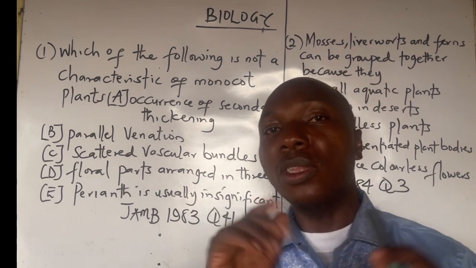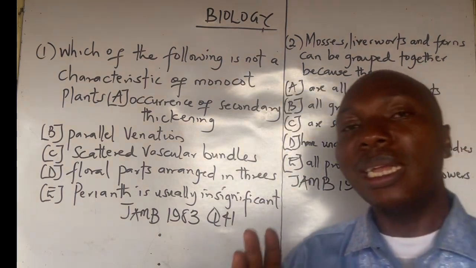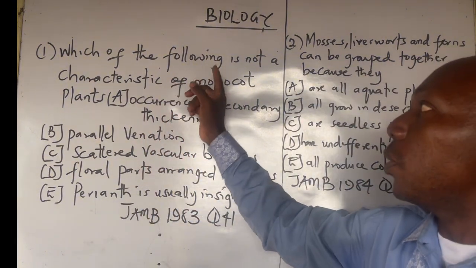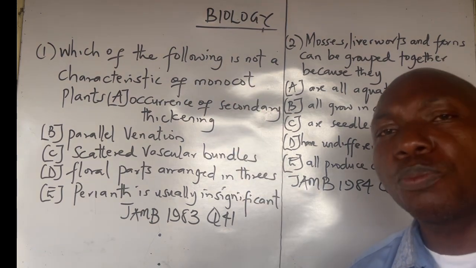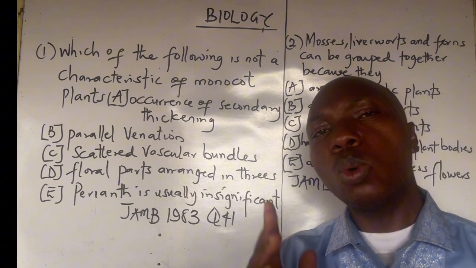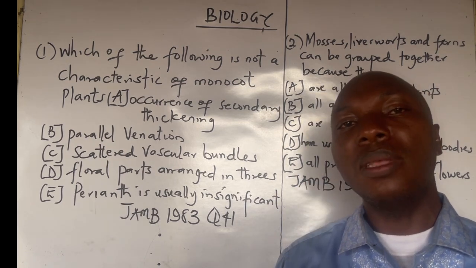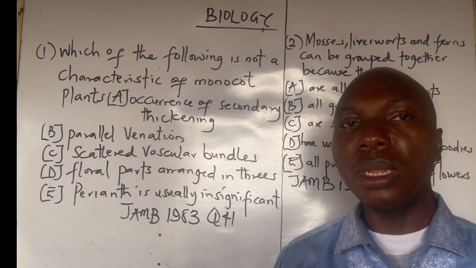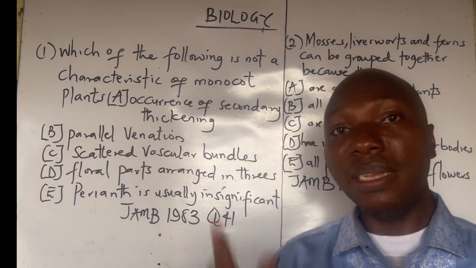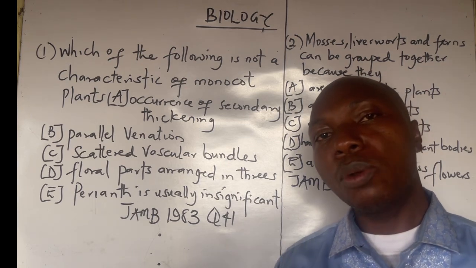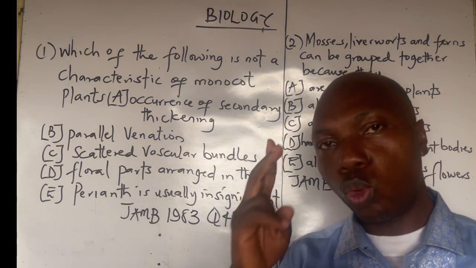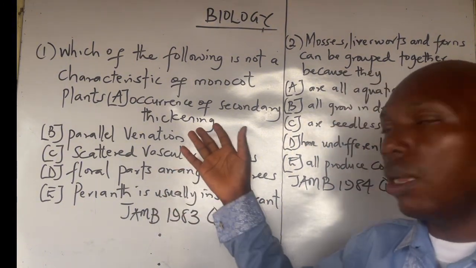So we want to continue with our JAM class on taxonomy, classification of living things. And we want to start with this question: which of the following is not a characteristic of monocot plant? Monocots are plants with one seed leaf. Examples are maize and grass. The other one is dicotyledonous plants, with 2 seed leaves. Examples are mango, cowpea, groundnut, orange. Di is 2, mono is 1. So let's look at their characteristics.